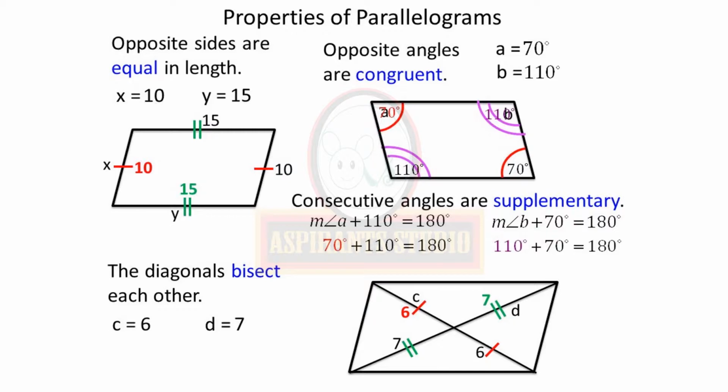The diagonals bisect each other. This is another property of parallelograms. You can check it in the figure. The equal markings are shown for the bisecting parts. The bisected parts are shown by equal markings. The diagonals bisect each other.